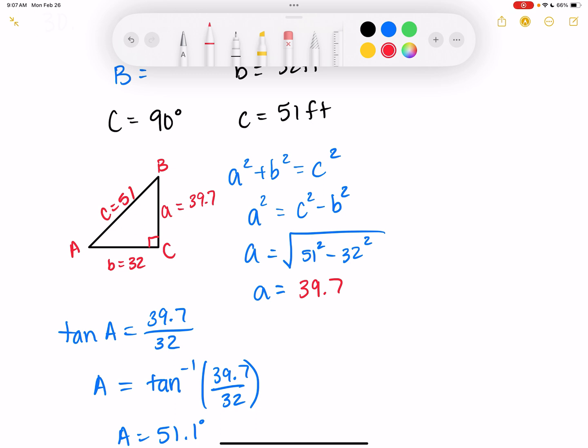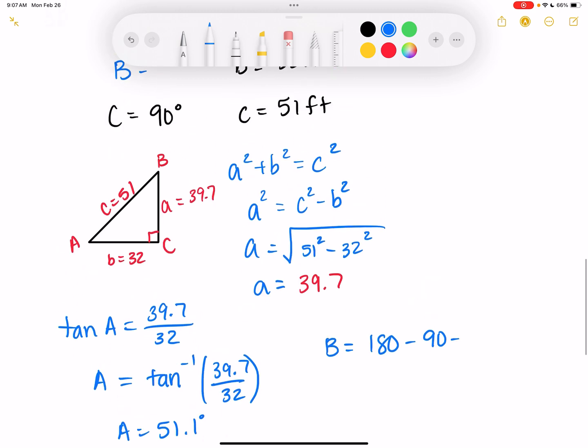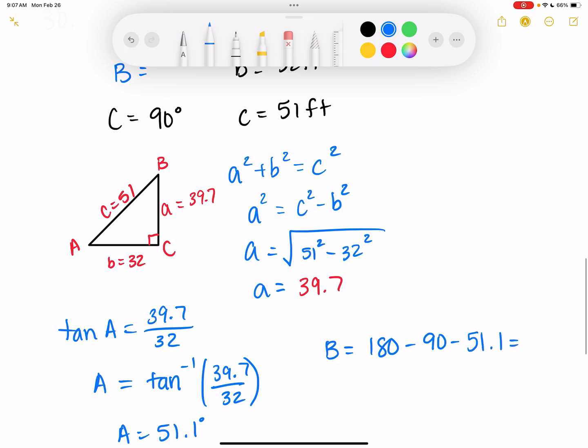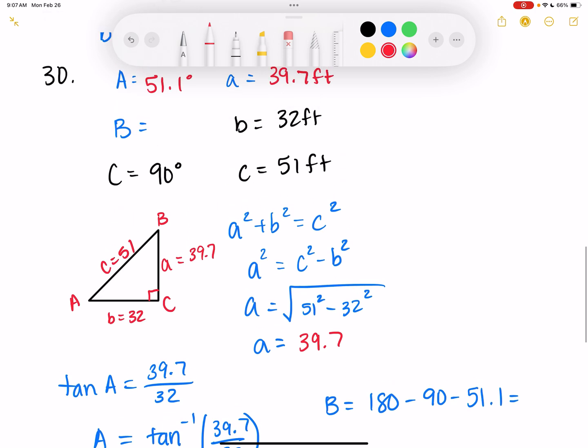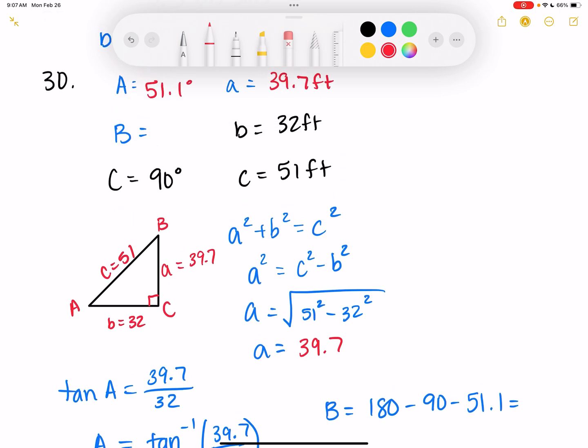Now what? You did the same thing for B. Or subtract from 90, or do the subtraction thing. Yeah, or I can subtract to make my life easier. I like easy, so angle B is 180 minus 90 minus 51.1, which is 38.9.